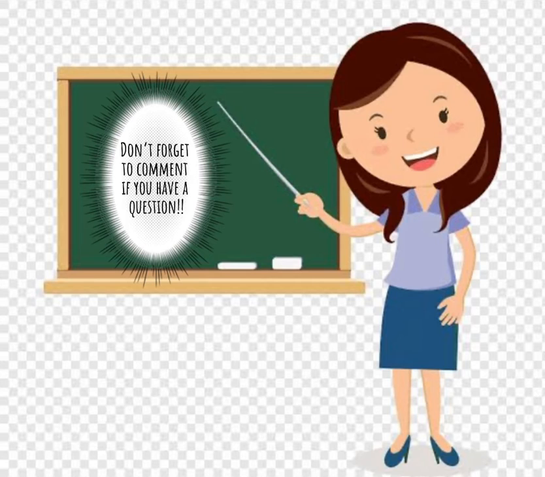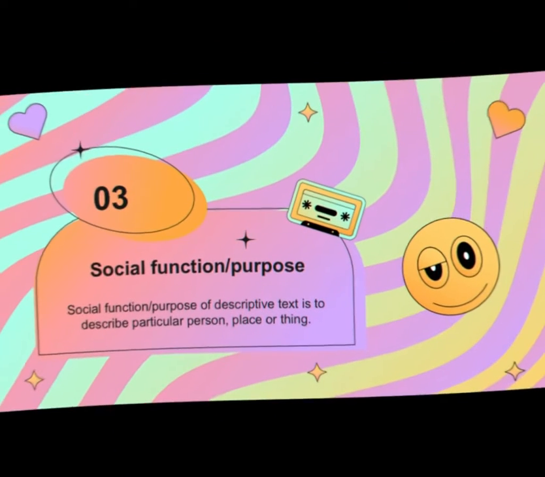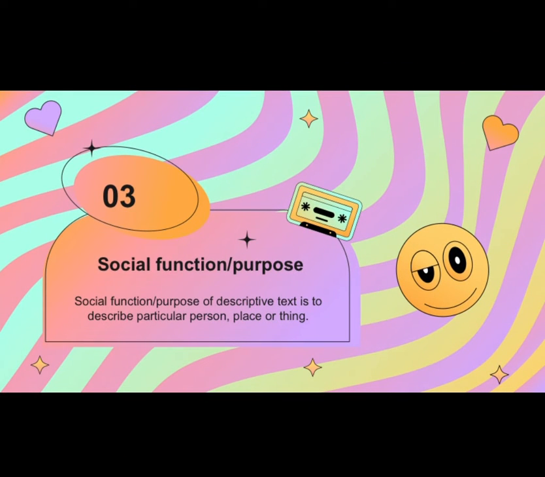Alright, if you have any question before I move to explain the next material, you can go to the comment in this video. So, the next material is about social function and purpose. The social function or purpose of descriptive text is to describe a particular person or place or thing.